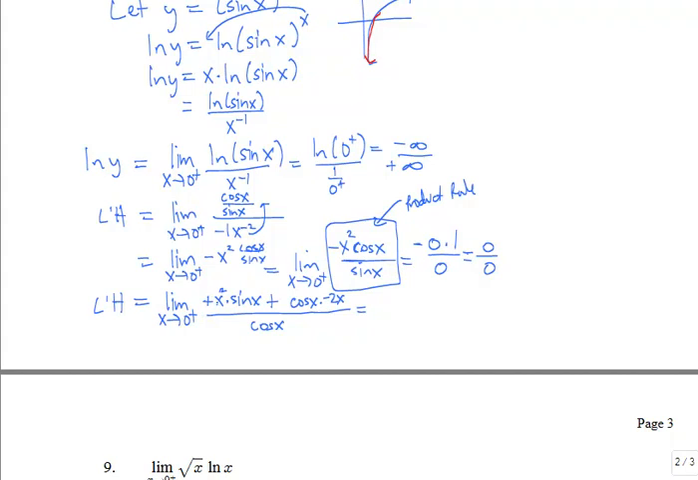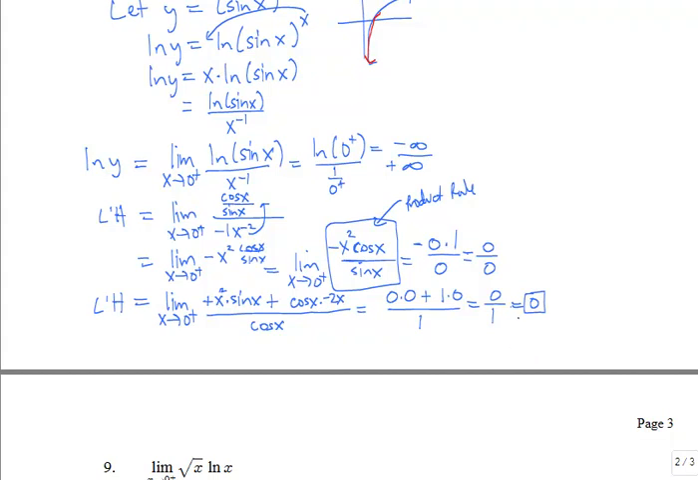If I plug in 0, then this x squared goes to 0. Sine of 0 is 0, plus cosine of 0 is 1, and negative 2 times 0 is 0. So in the numerator, we get 0 plus 0, which is 0. In the bottom, cosine of 0 is 1. That's good news for us because we no longer have a 0 in the bottom, and 0 divided by 1 is just 0. So we finally got a finite answer.